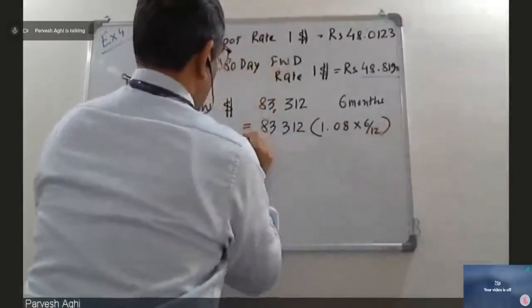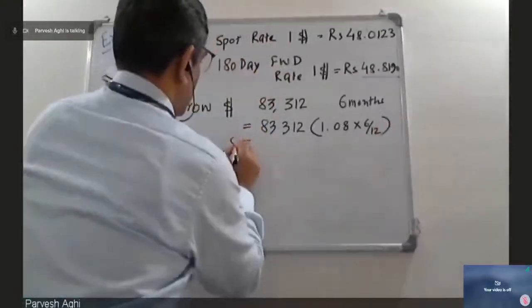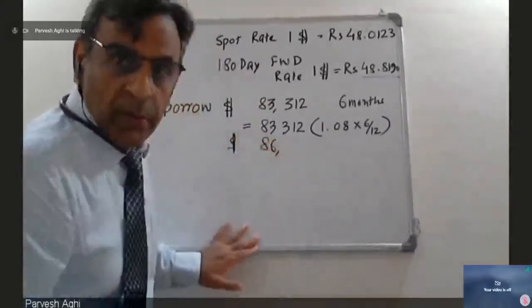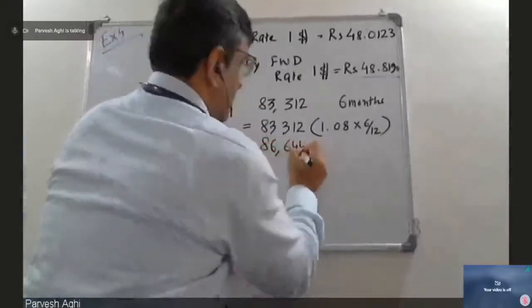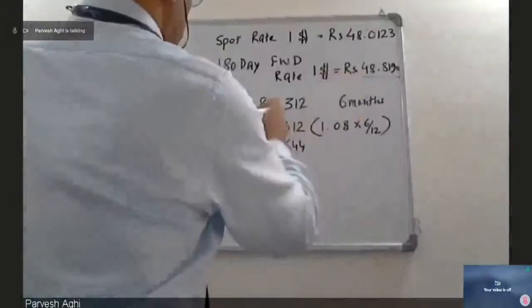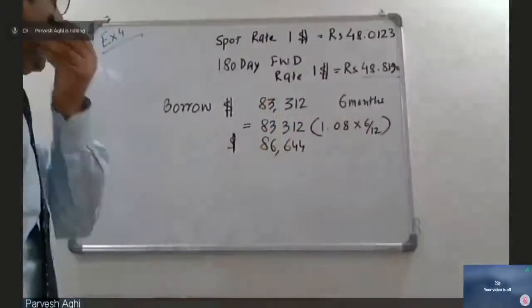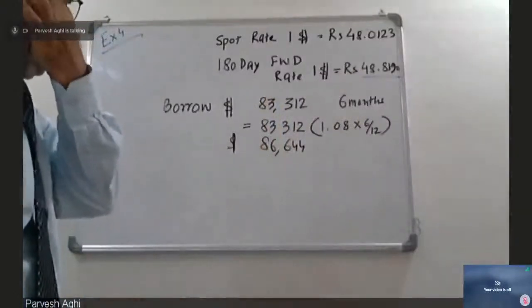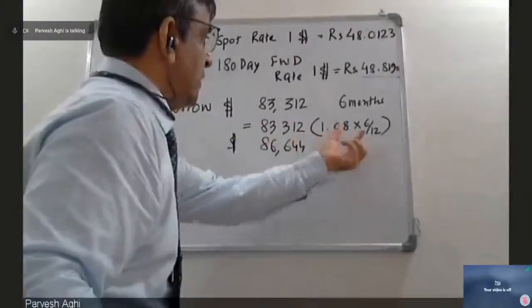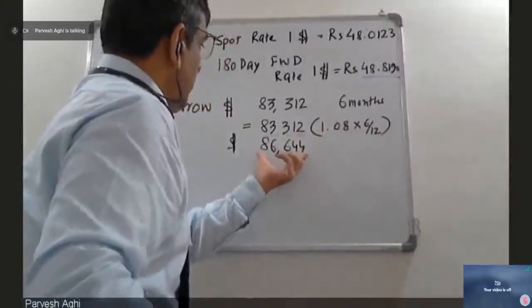So this amount will become, how much do I have to return? I can just use a calculator to arrive at it. So 1.08, I have 86,444. So this is the money which I need to give back after 6 months in the form of dollars. If I borrow US dollars in America and I will be charged 8% interest for half a year, that means I have to repay 86,444 in terms of dollars.